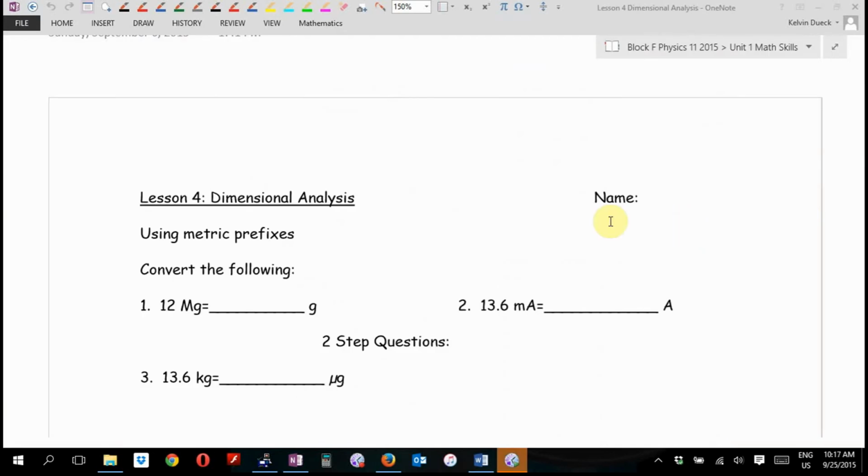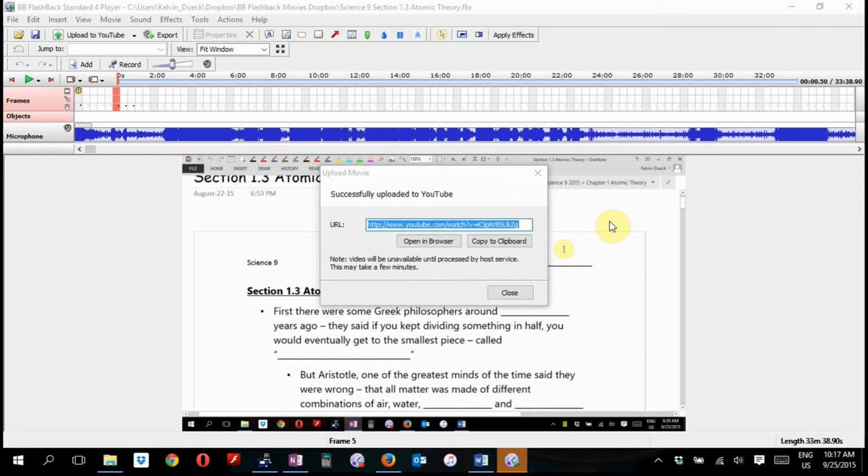Lesson 4. Anybody need a calculator? I should have asked. Everybody has a calculator? We have a calculator, not a phone? Yes, I'm looking at the backward. You got a calculator, not a phone, Trev? Yeah? Yeah, you. Excellent.